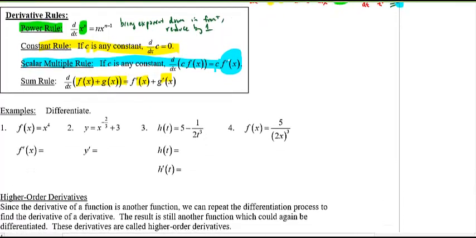If I have the function x to the power of 4, yes, I just use the power rule, bring the power down to the front, and then reduce it by 1. Done.